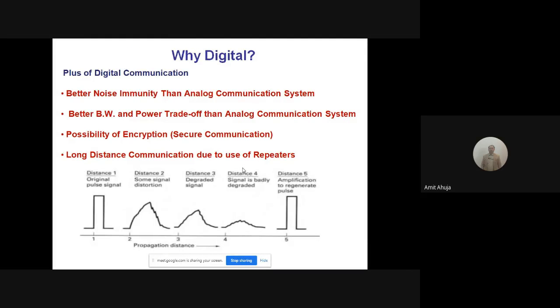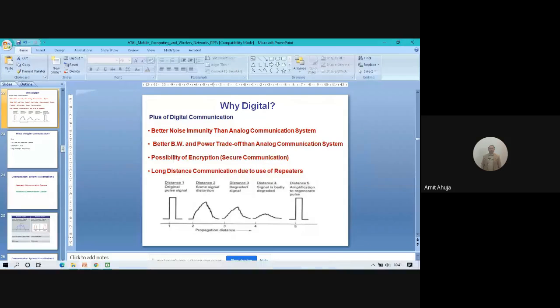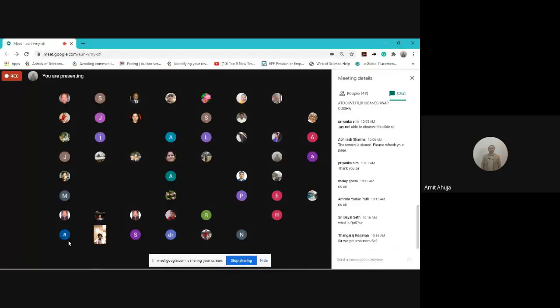So now the question arises, we were discussing why digital. Before entering into this, I would like to ask, are there any doubts in the discussion till now?